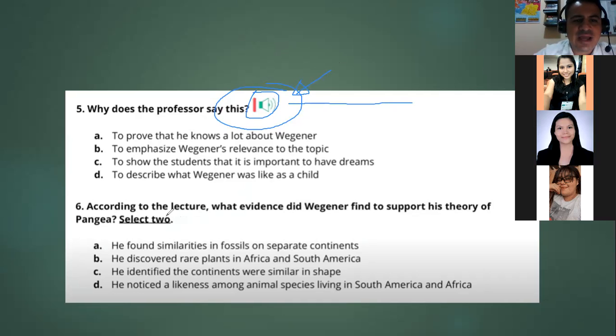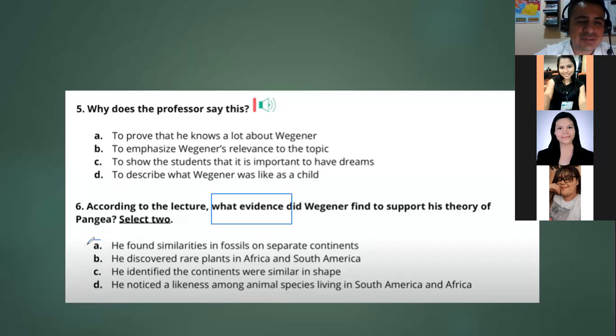Question number six. Look, I have two answers. According to the lecture, what evidence did Wagner find to support the theory of Pangea? Select two. So you have two answers in some cases. Okay. Ayer aprendimos bastante sobre estrategias, ¿verdad? Si van a seleccionar dos, tienen que estar relacionadas, ambas, right? Because estamos hablando solo de what evidence, okay? So si van a elegir, por ejemplo, A, you have to match another answer that is the same, okay? All right. Questions?